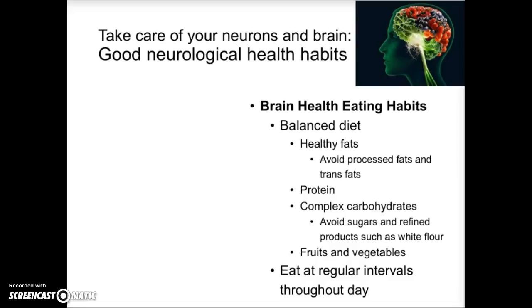We also need protein. A lot of the structure on a cellular level in our body is made up of protein, and that includes the structure of the nervous system.